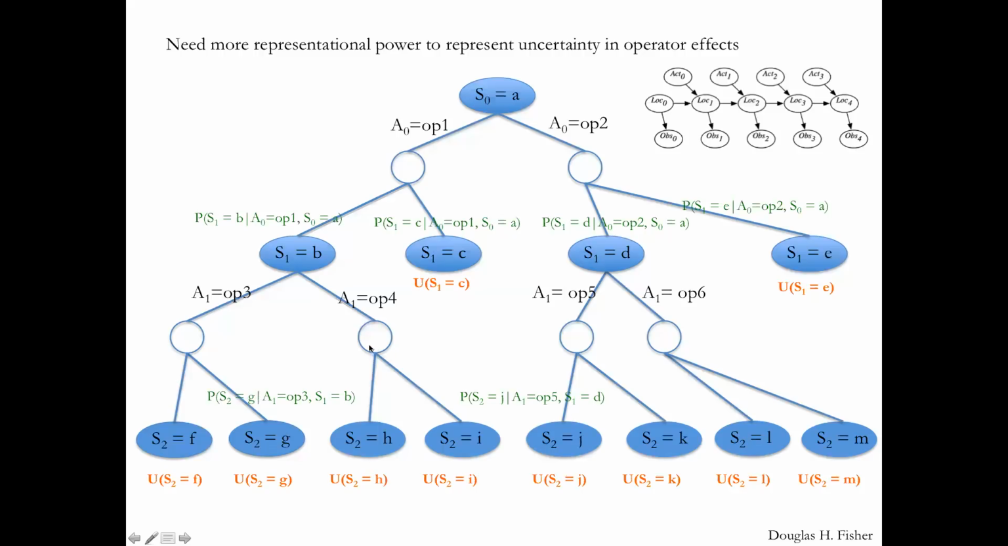And so for each operator in this context, we're going to have one of some number of outcomes, and each of those outcomes is going to be associated with a probability of it being that outcome. And again, state F has a utility associated with it, state G has a utility associated with it. Each of these states is going to have some kind of utility.